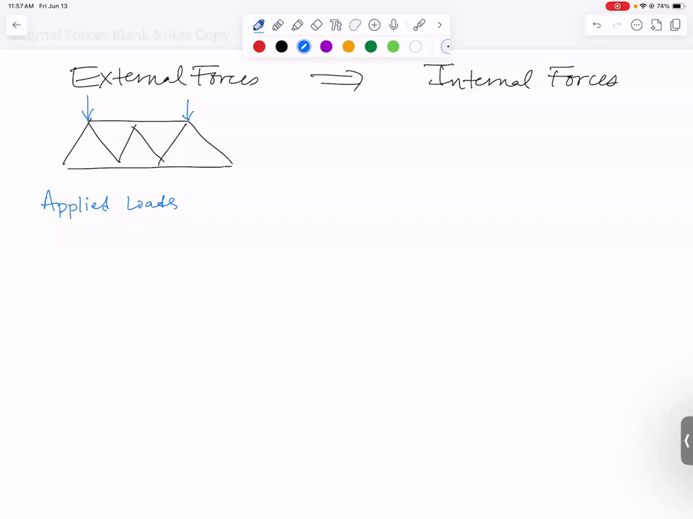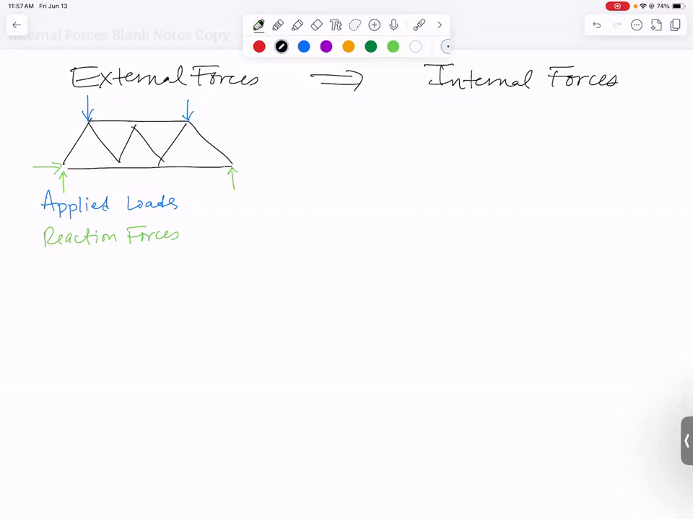We also dealt with reaction forces. Let's say it had a roller over here on the right and a pin on the left. Reaction forces may have been two vertical forces and a horizontal force we needed to solve for. These are all externally applied loads that have been applied to our truss.